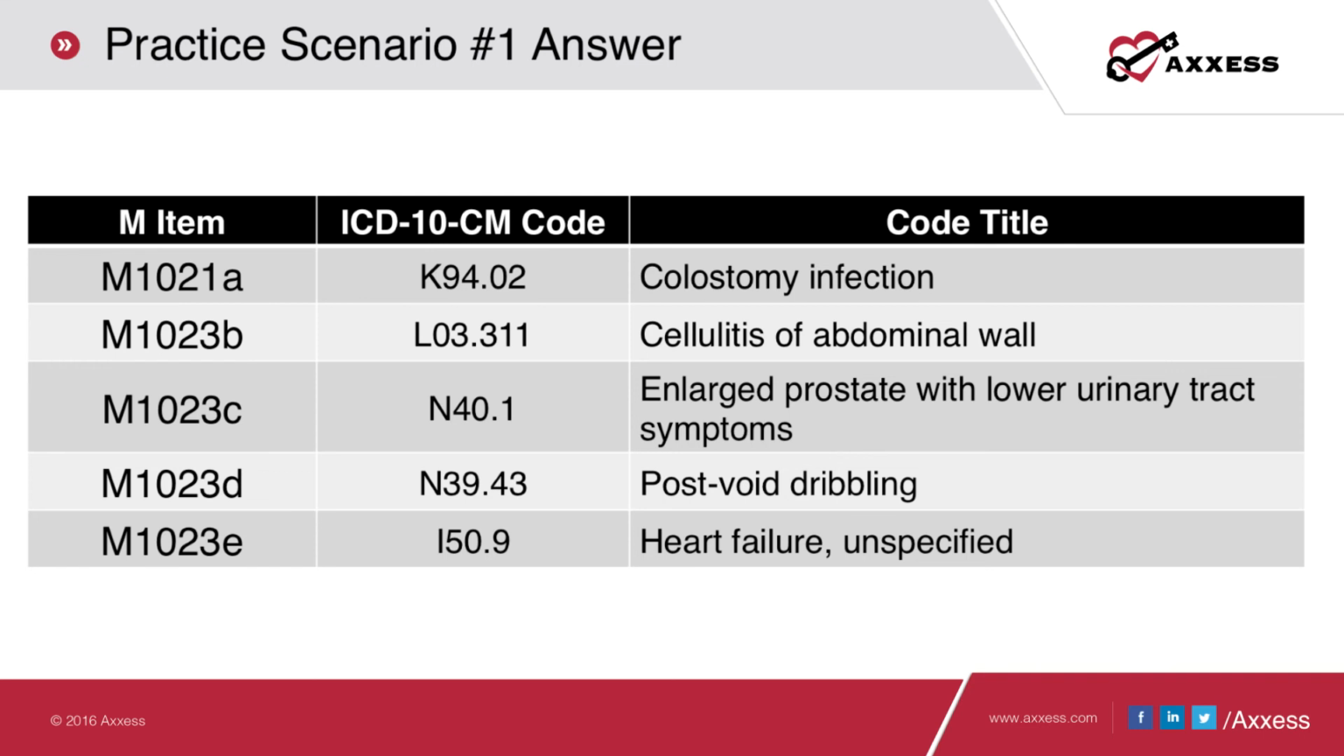K94.02 goes first. Then you will notice there's guidance at K94.02 that tells you to sequence next the cellulitis, L03.311, cellulitis of abdominal wall. Your patient also has enlarged prostate with lower urinary tract symptoms, N40.1, and you'll notice there's guidance there that tells us to use additional code to specify what the LUTS are, and that code is N39.43, post-void dribbling. And then finally, you have I50.9, which is your heart failure unspecified.